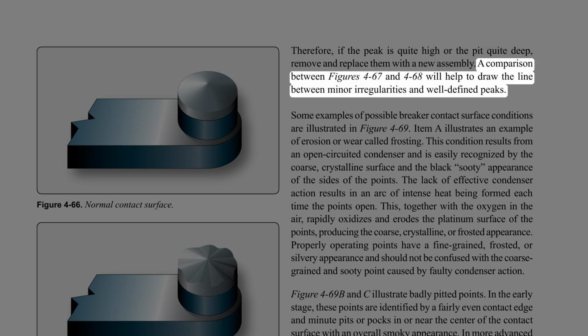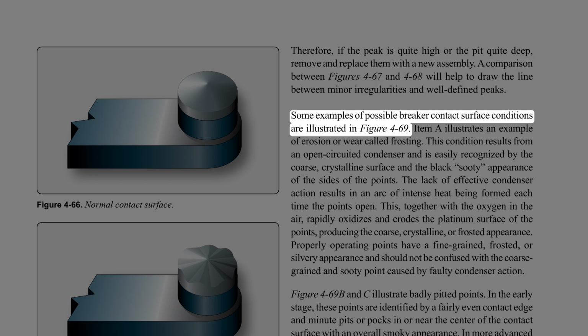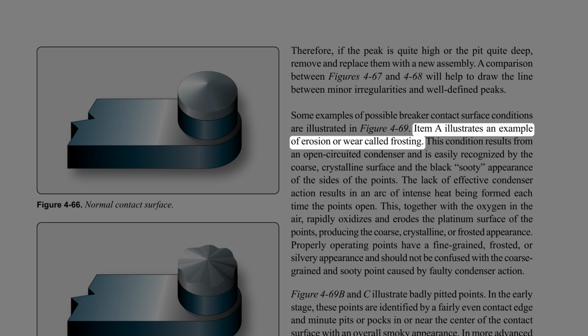A comparison between figures 4-67 and 4-68 will help to draw the line between minor irregularities and well-defined peaks. Some examples of possible breaker contact surface conditions are illustrated in Figure 4-69. Item A illustrates an example of erosion or wear called frosting.